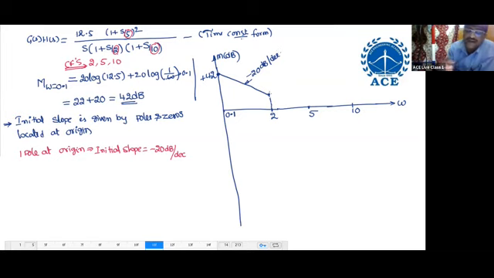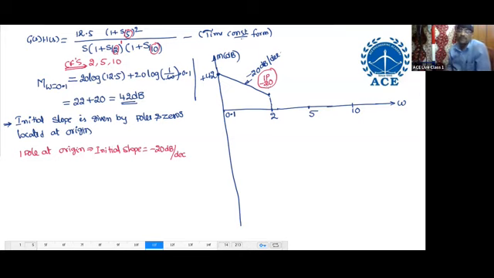Now, at 2, what is there? You have to observe. Look here, at 2 there is one pole. One pole means what is the slope? Minus 20. At 2, there is one pole. One pole means the slope is minus 20. Pole means minus 20, zero means plus 20.